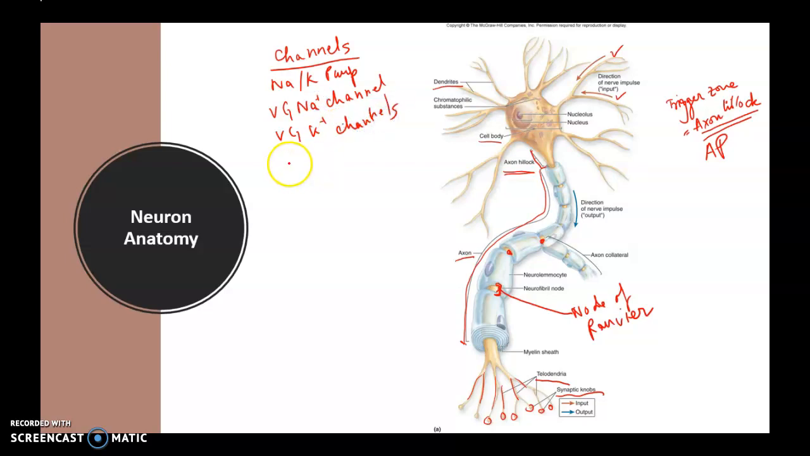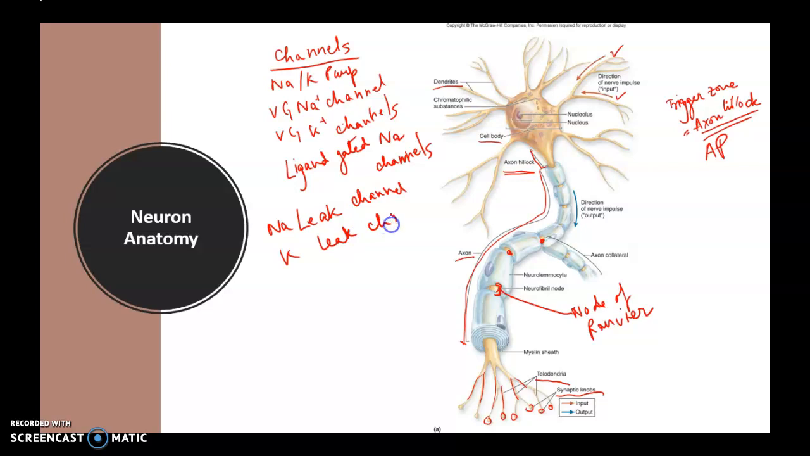Then we have ligand-gated sodium channels. And finally, we have leak channels. We have sodium leak channels and we have potassium leak channels. Rupa, that's too much, I know. Okay, so we know that we have sodium-potassium pumps everywhere. We also have the leak channels everywhere.